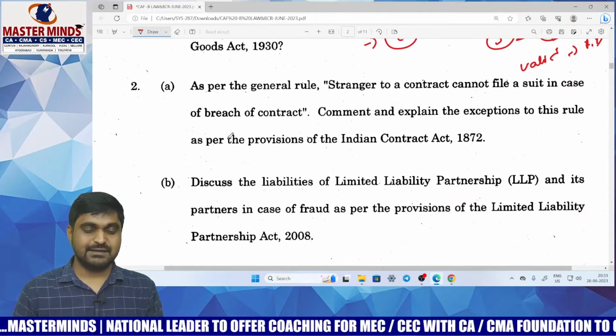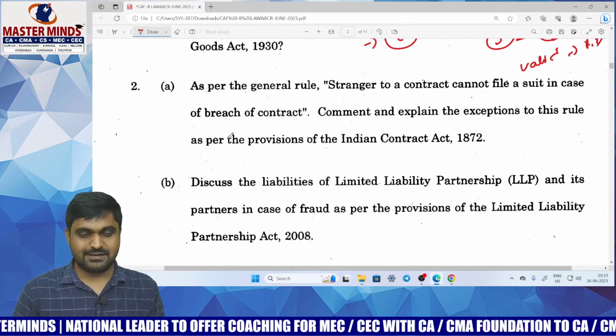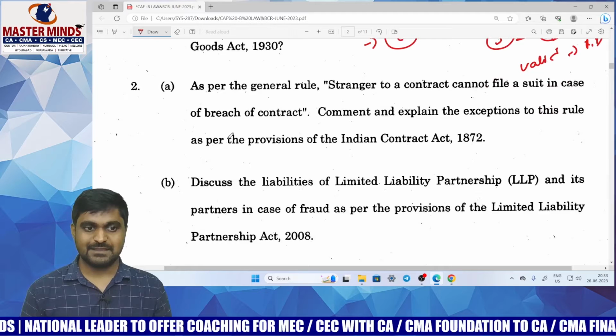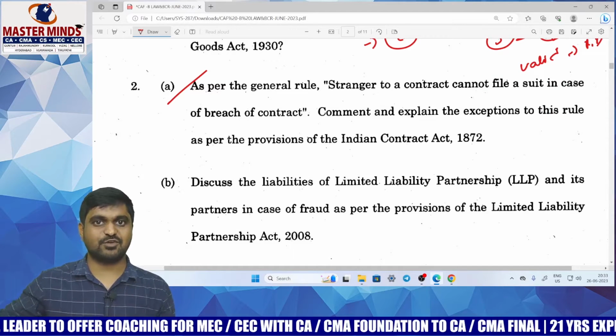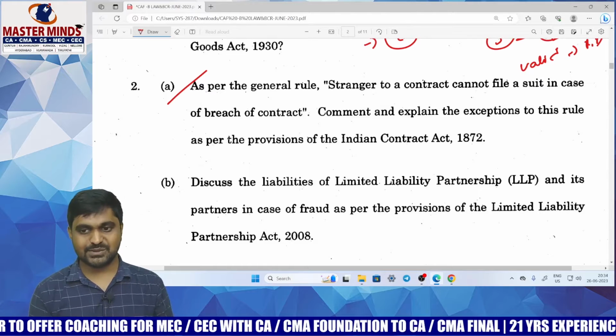Okay. Now we completed question number 1. Let's go for question number 2, 2A. It's a basic, straightforward question: exceptions to the doctrine of privity of contract. And moreover, this is an A category question.